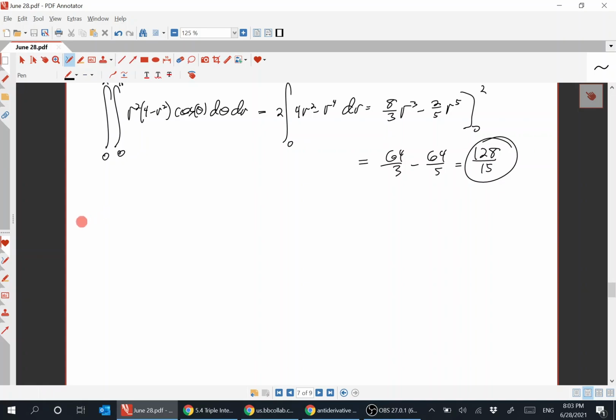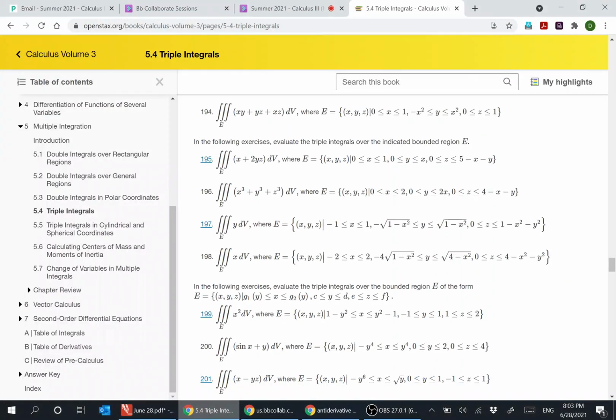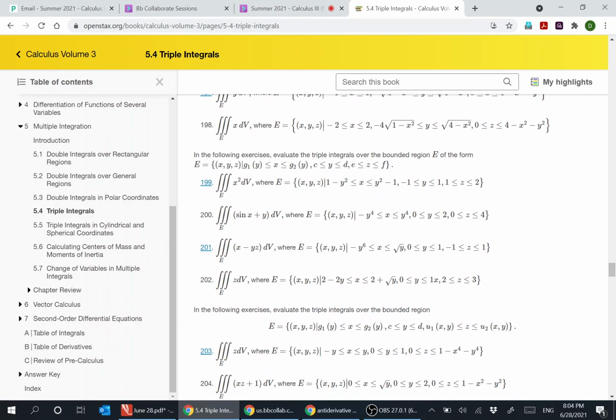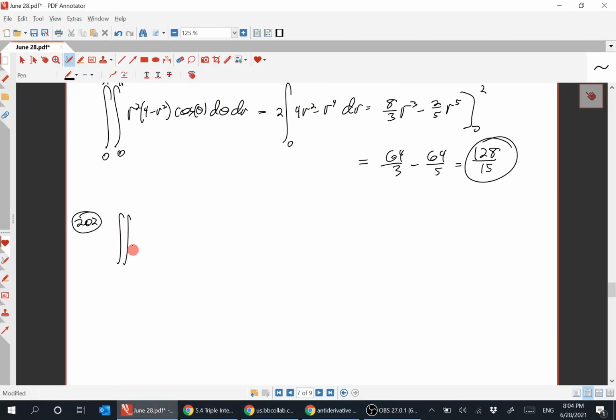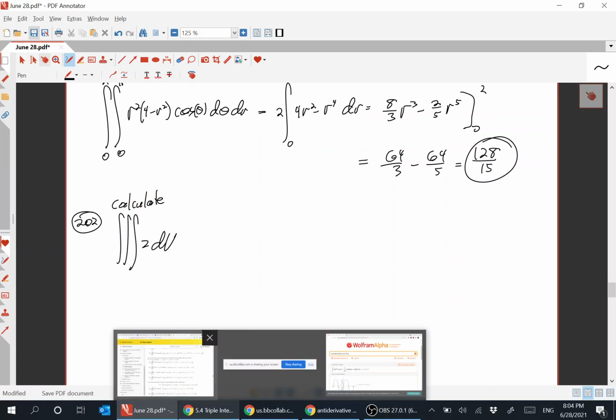202. So in number 202, my notes say I've got another typo. So calculate the following triple integral, the triple integral of z dV.